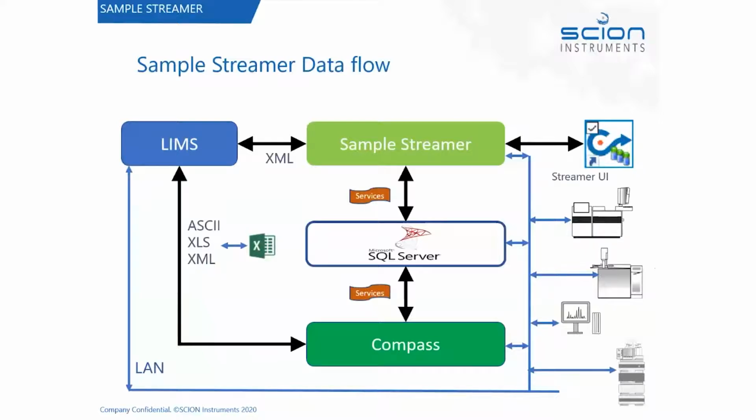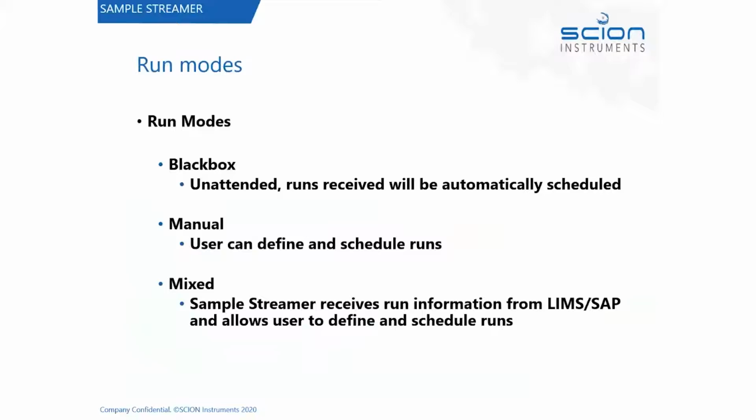Basically, we can run Sample Streamer in 3 different modes, which is what I alluded to a little bit earlier. We can have it as a black box, if you like, where we don't have to have any windows open, we don't have to have Compass open, we don't have to have Sample Streamer open. We can just send commands from the LIMS system to Sample Streamer, and the runs will be done. They will be completed and the results sent back. Compass will store the data files, it will store the exported files, LIMS will get the exported files along with the metadata associated with what happened in that run.